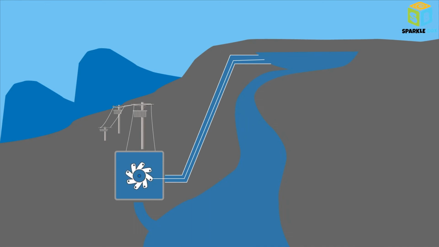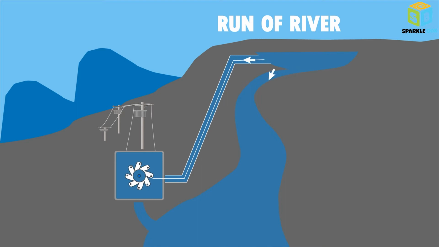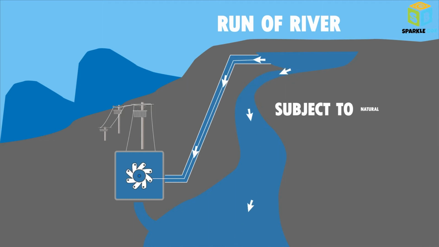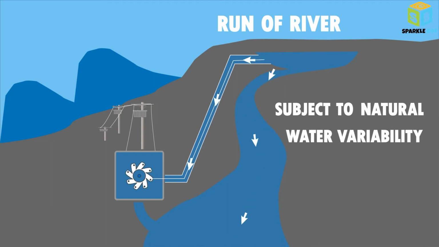The second source of hydroelectricity production is run-of-the-river. Run-of-river uses turbines and generators but relies on natural water flow rates of rivers, using just a portion of the water through turbines. Because the run-of-river is subject to natural water variability, it is more intermittent than dammed hydro.